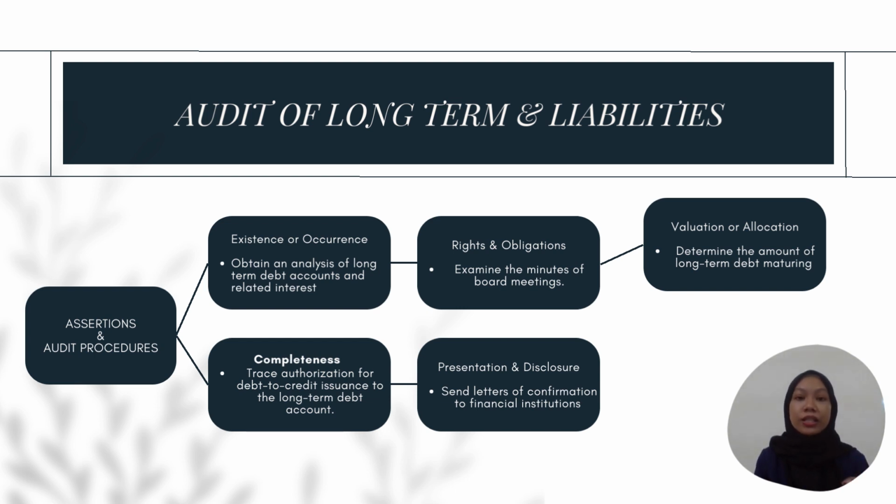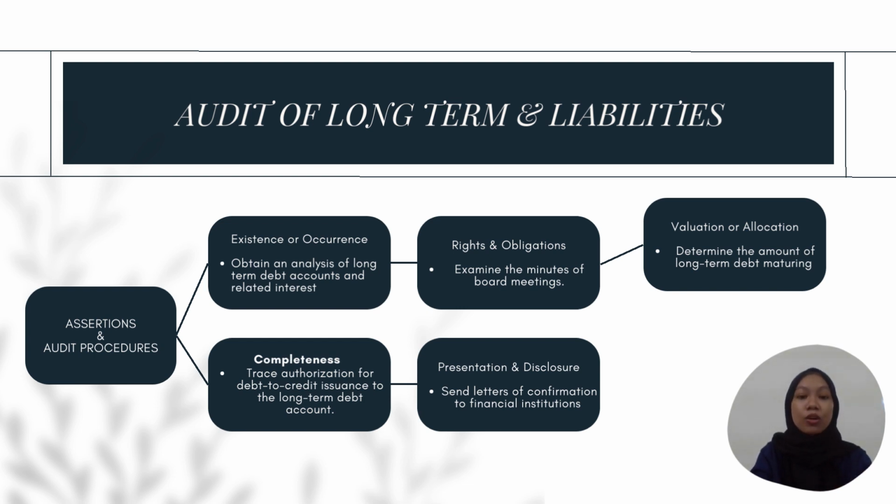There are a few assertions and audit procedures for audit of long-term liability, which are existence or occurrence. For this assertion, the audit procedure is the auditor needs to obtain an analysis of long-term debt accounts and related interest premium at year-end and discount account. Another thing, the auditor can also inspect bonds redeemed, retired or surrendered during the period.